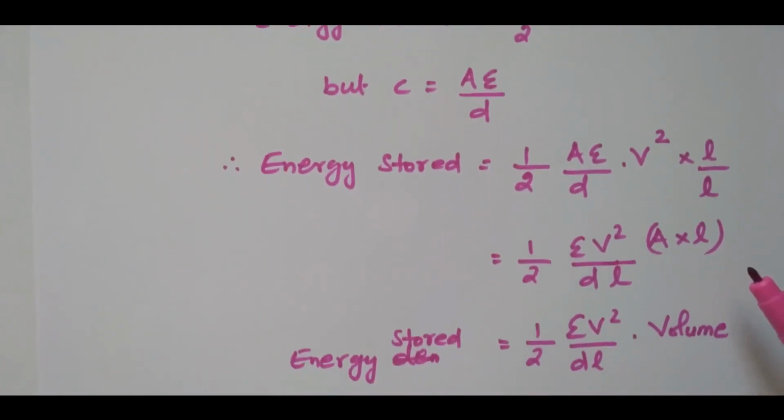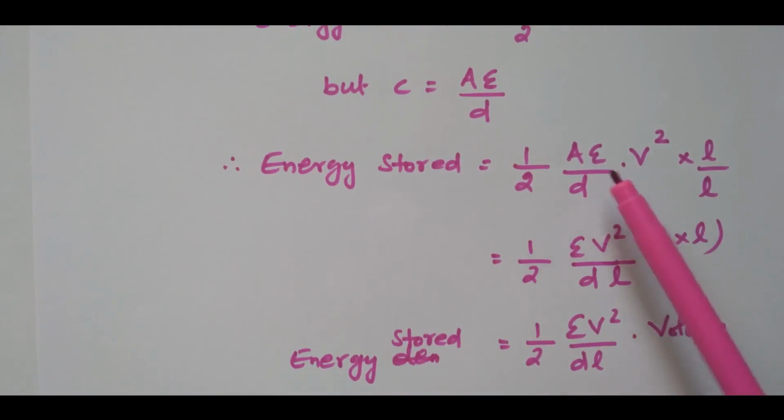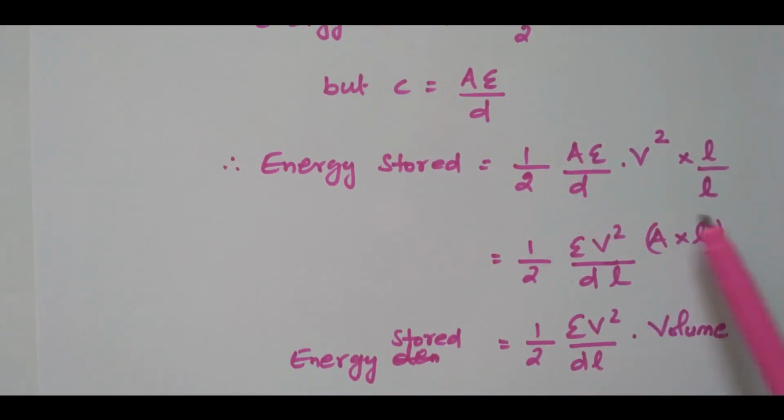Now we rewrite this as half epsilon V square, A into L divided by D into L. This L is multiplied with A. So half epsilon V square divided by DL, into A into L. What is area into length? Area into length is nothing but volume.